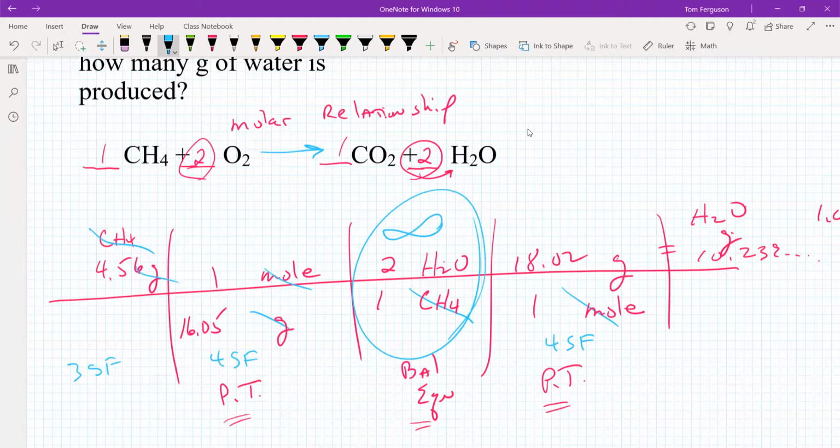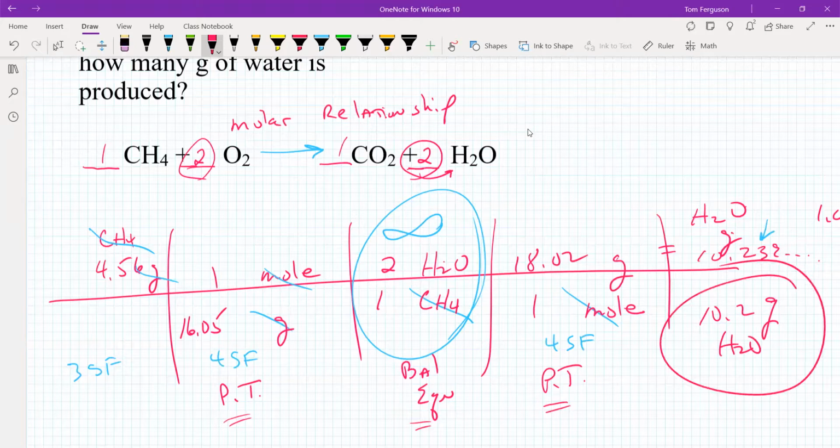Okay. All right. So our answer is going to be 3 sig figs. We go to the 4th place, we just drop it, because it's 3, so it's 10.2 grams water. So if we burn 456 grams of methane perfectly in excess oxygen, we end up with 10.2 grams. This is called the theoretical yield.